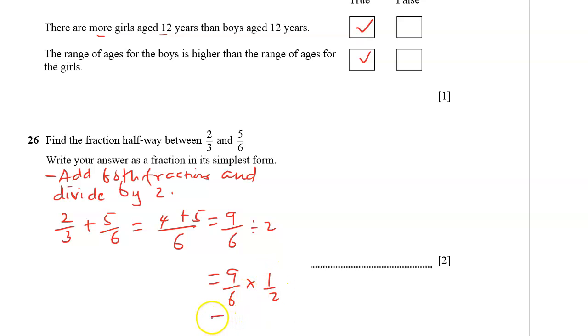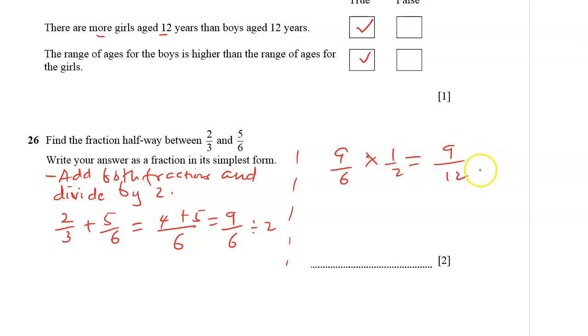So 9 over 6 times a half. This becomes a multiplication when you change the division to multiplication. So this becomes 9 upon 12. For the simplest form, you can divide by 3 to get 3, divide by 3 to get 4. So 3/4. The simplest form of this is 3/4.